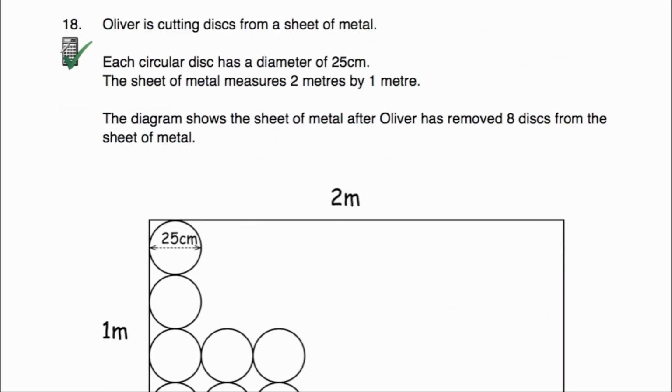Okay, let's have a look at question number 18, and question number 18 is a calculator question. We're told that Oliver's cutting discs from a sheet of metal. He's got a sheet of metal and he's cutting out discs from it. Each circular disc has a diameter of 25 centimeters, so it has a width from one side to the other through the center of 25 centimeters. The sheet of metal measures 2 meters by 1 meter, and the diagram shows the sheet of metal after Oliver has removed 8 discs.